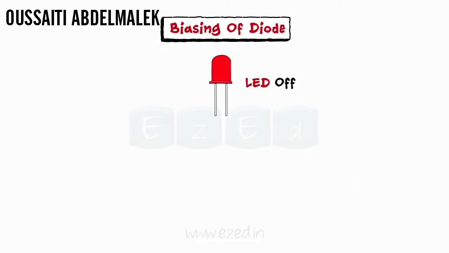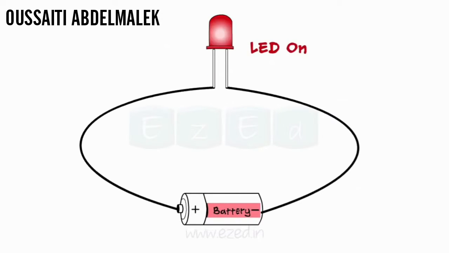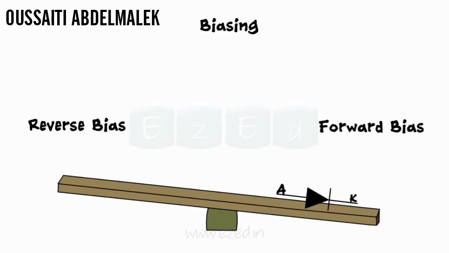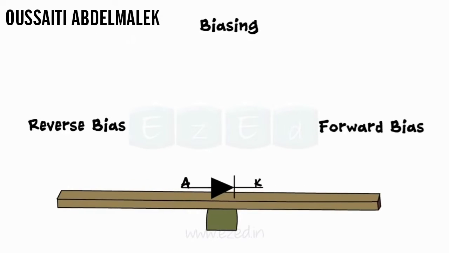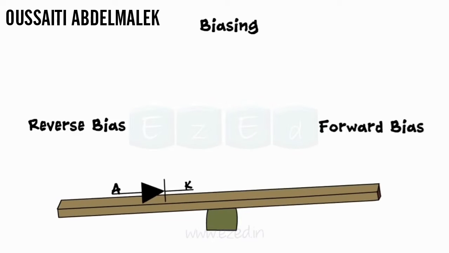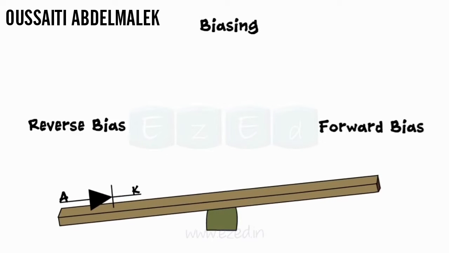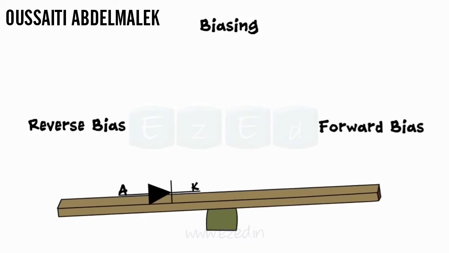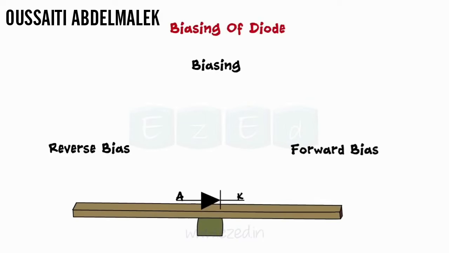This process of applying external voltage to an electronic device or a system to establish suitable working conditions is called biasing. The word biasing is used to depict the inclination or preference towards a particular side. The diode is inclined or biased either in the forward direction or in the reverse direction. Thus, diodes are operated in two modes: forward bias and reverse bias.